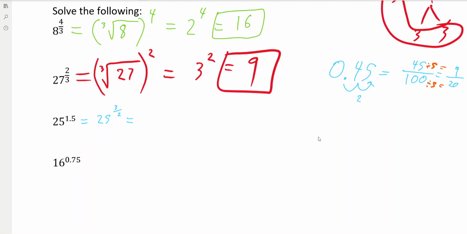Okay, now that you found a fractional answer, now we can change it into the radical form, which is square root of 25, and then we're going to cube it. Square root of 25 is 5, and then we're going to cube that, and we get 125 as our final answer.